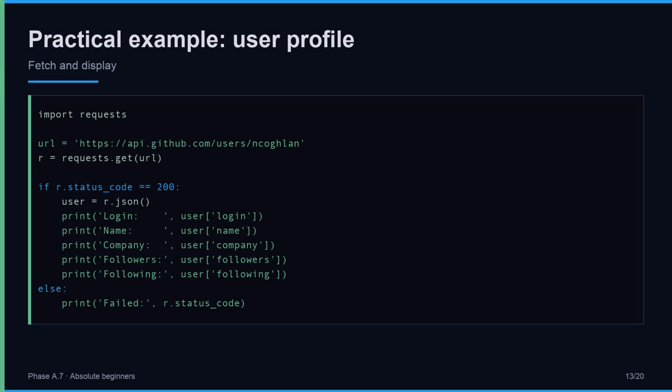Here is a practical example. Fetch a GitHub user profile and display its fields. You call requests.get on the user's endpoint with a login name. You check the status code. If it is 200, you parse the JSON and print the fields you care about: login, name, company, followers, following. Each field is a top-level key in the response dictionary, so simple square bracket access is enough. 20 lines end to end, and you have a real tool that reads live data from a real API. Run it with uv run --with requests python profile.py. 20 lines, real tool.